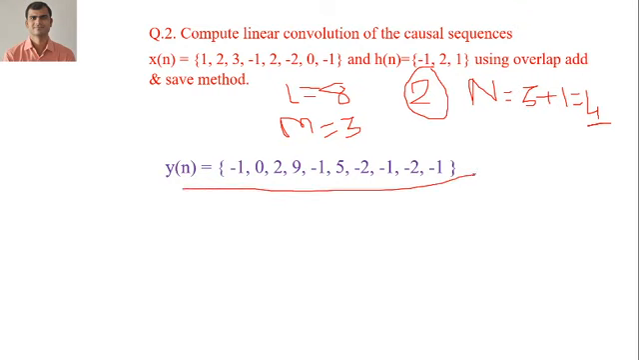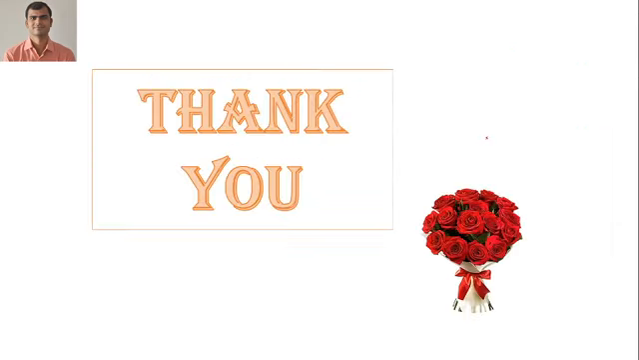You will get this as the output, so please check. As you consider here, the number of samples in the output sequence is equal to the samples of x of n plus samples of h of n minus 1. So 8 plus 3 minus 1 gives 10. So 3, 3, 6, 3, 9 and 10. So it is correct. That's it for today's lecture. Thank you very much.